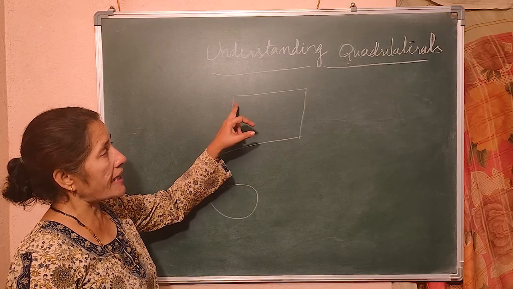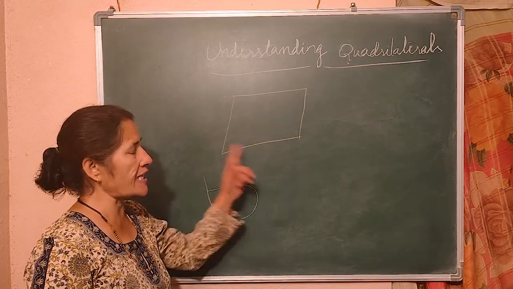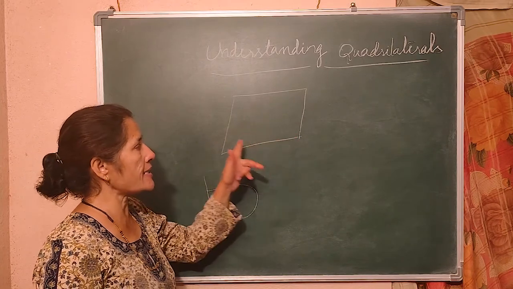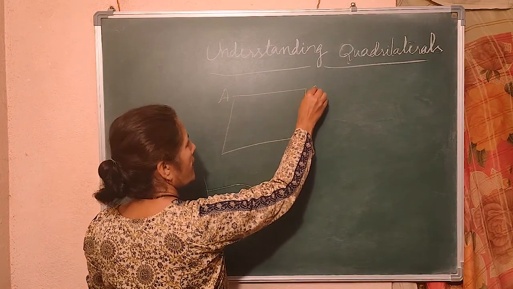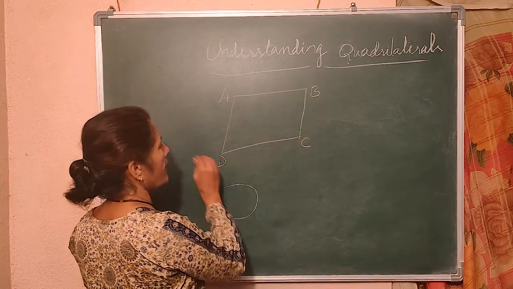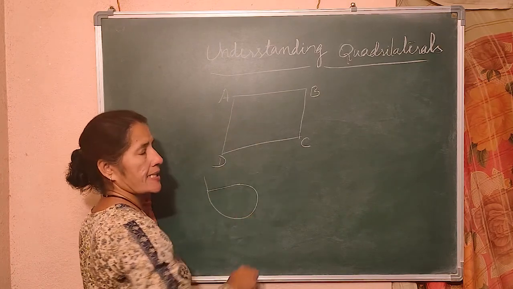So, it is a closed figure. It is closed, having four vertices, four angles, and four sides. I name it as A, B, C, D. It is a closed figure having four sides.